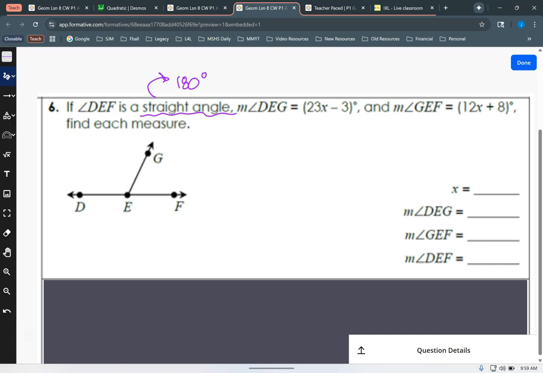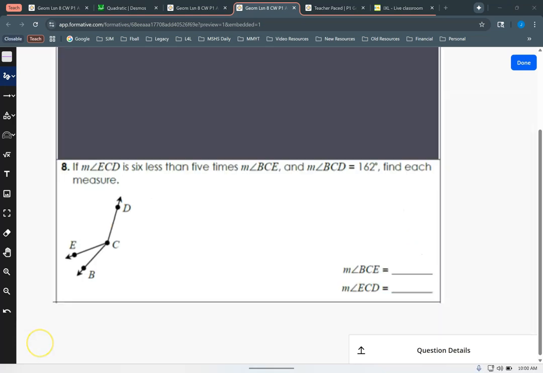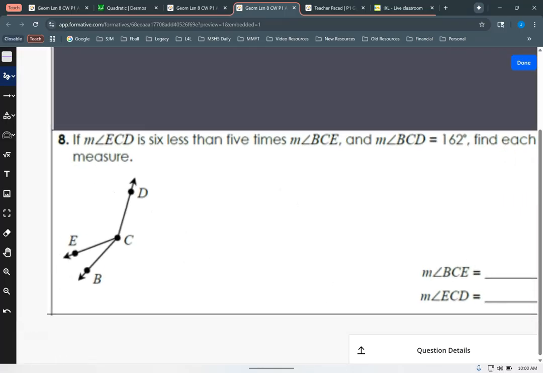What I want to do is take a look at a different one. So let's take a look at this bottom question down here. Now we've got the measure of angle ECD. Find ECD in the picture. Now here's the deal. ECD is 6 less than 5 times the measure of angle BCE. Question: ECD, is that a part or a whole? That's a part. And how about BCE? That's a part. And then BCD? That's the whole.